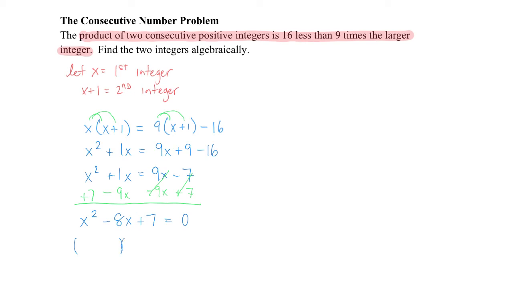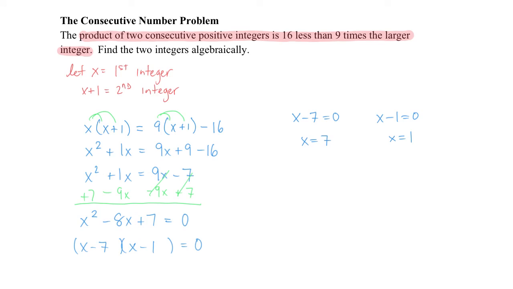Factor. Two numbers that multiply to 7 and add to negative 8 are going to be negative 7 and negative 1. Solve. x minus 7 equals 0. x minus 1 equals 0. And I end up with 7. And I also end up with 1. So this is an interesting case where there's actually going to be two sets of answers. There's actually two pairs of consecutive integers where this sentence holds true.